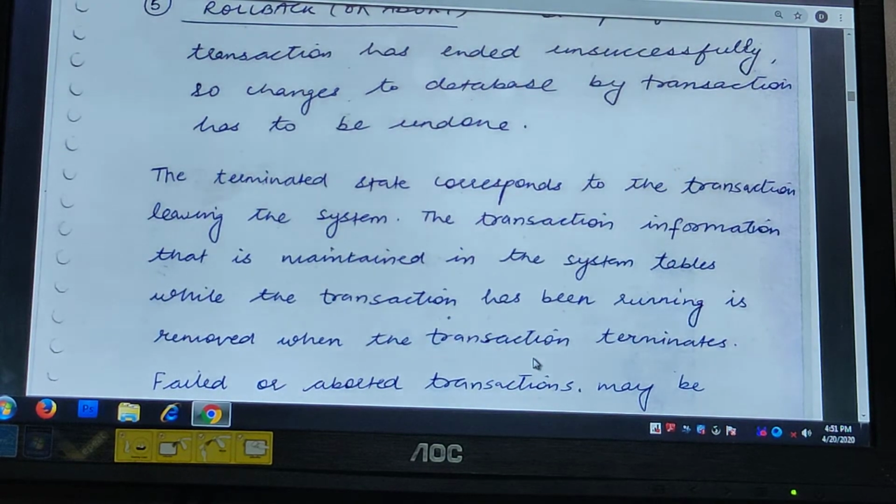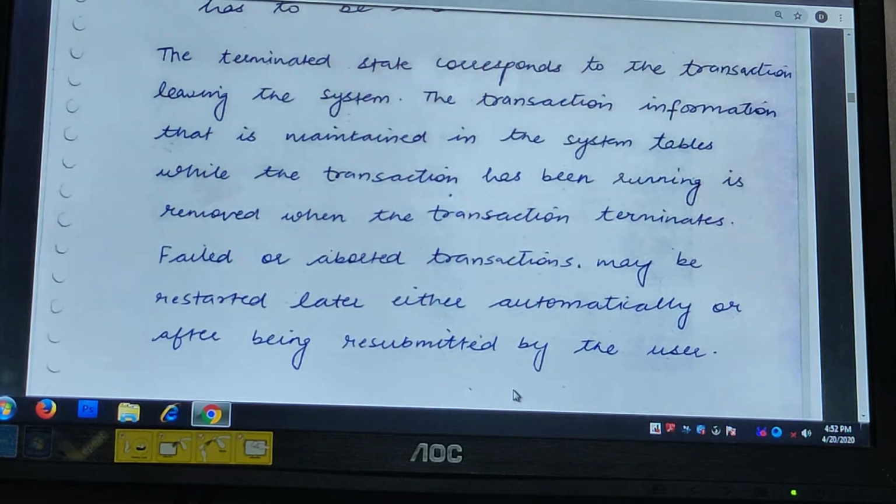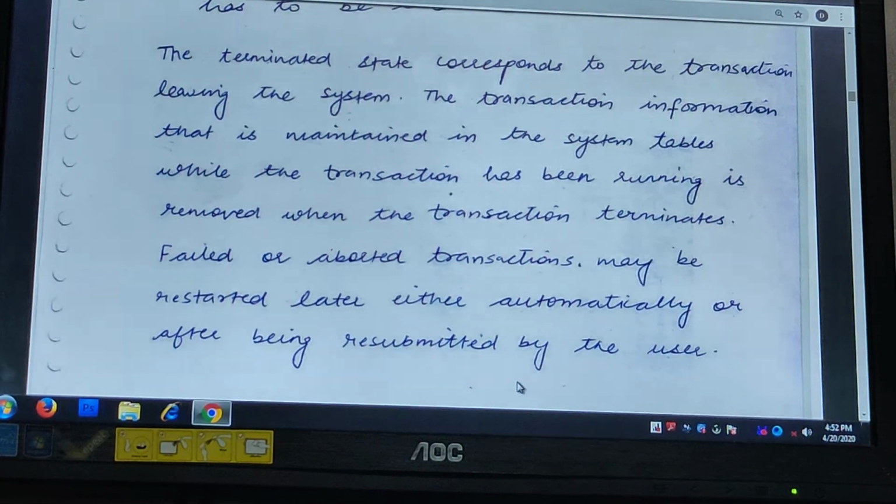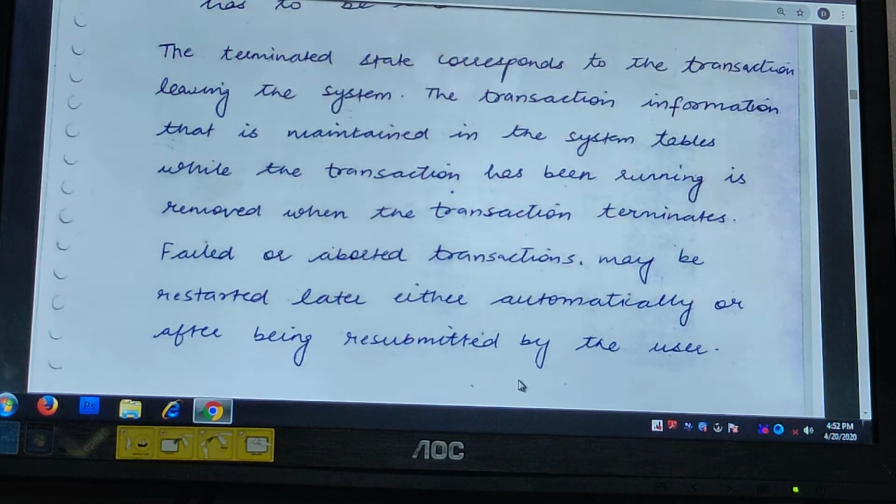Leaving the system means all the temporary tables or temporary variables that we maintained while the transaction was in the system, we can now remove, including temporary system tables or system log. We can delete them once our transaction enters the terminated state. The failed or aborted transactions we can restart again. So these are the various states through which a transaction goes while it is being executed. Thank you.